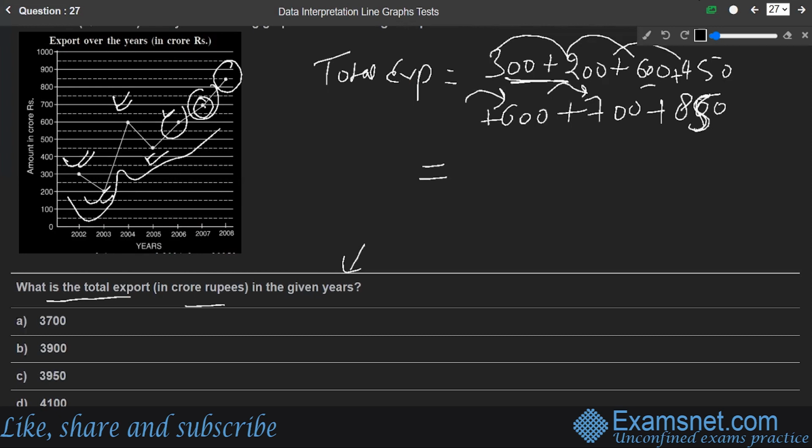So this becomes 500, this becomes 1100, 1100 plus 450 is 1550, plus 600 will be 2150, plus 700 will be 2850, plus 850. 2850 plus 50 is 2900, plus 800 is 3700. That becomes the right answer. Option number A is right.